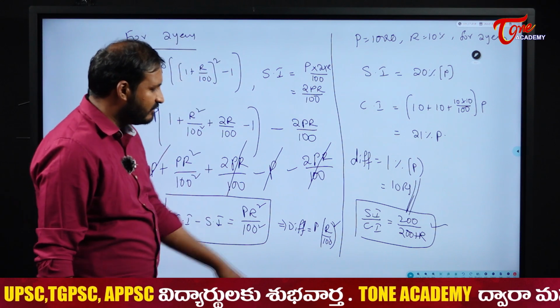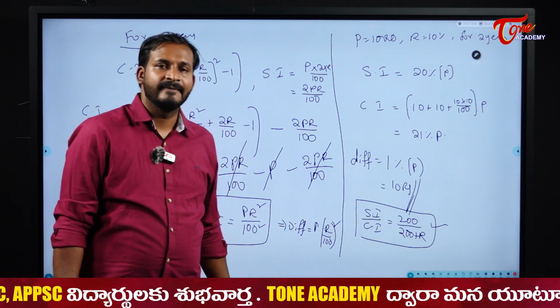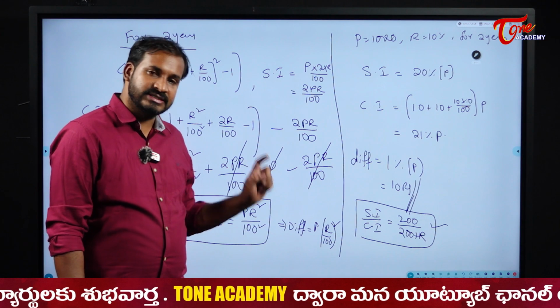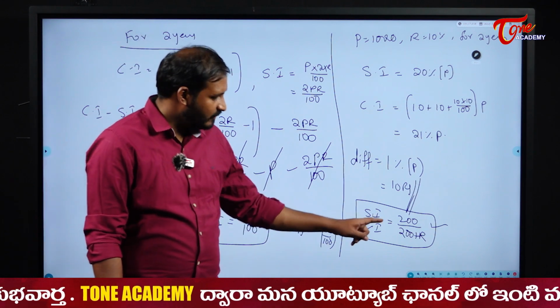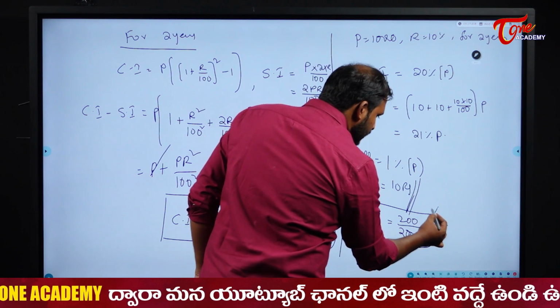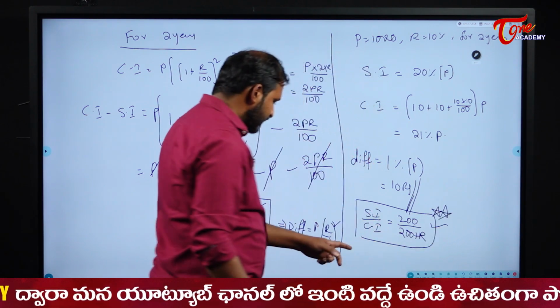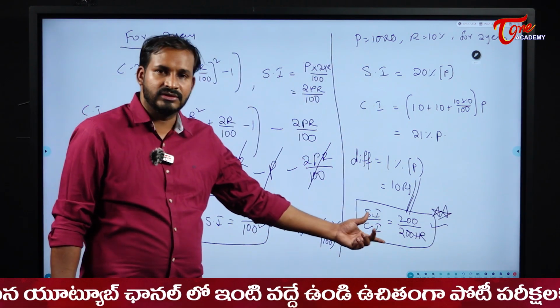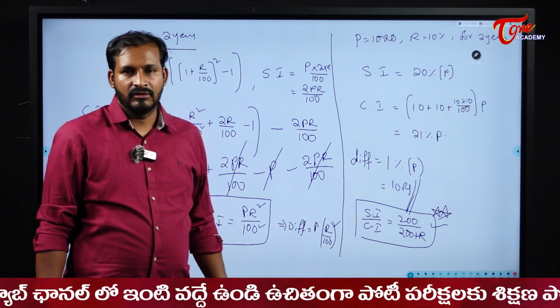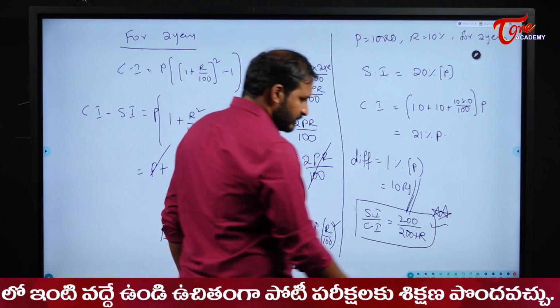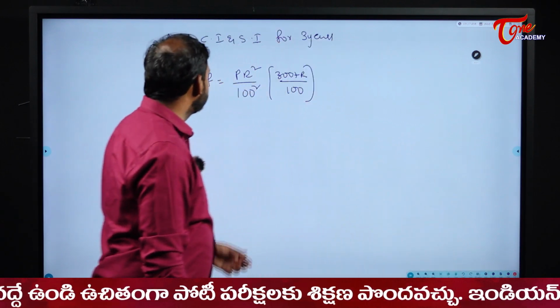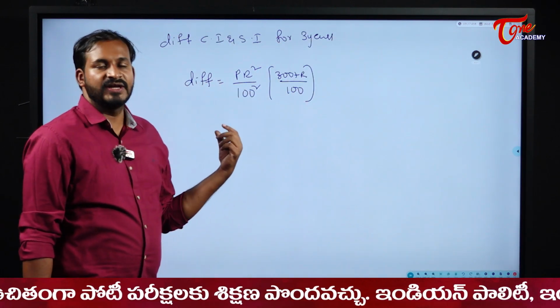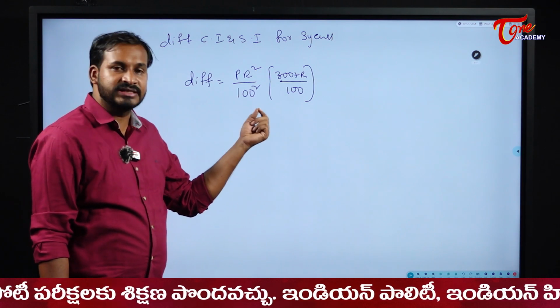But here they were not even speaking about the difference of SI and CI. But we have this one more formula. If you want, you can observe this one also. It was derived in a similar manner to how we derived the previous one. Okay, right, next one. Now, this is the formula for the difference between compound interest and simple interest for 3 years.